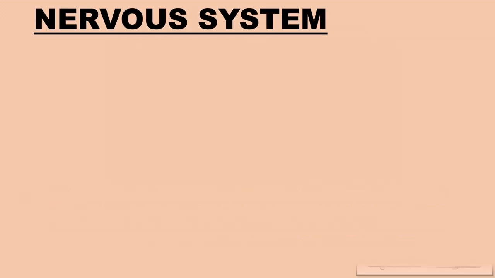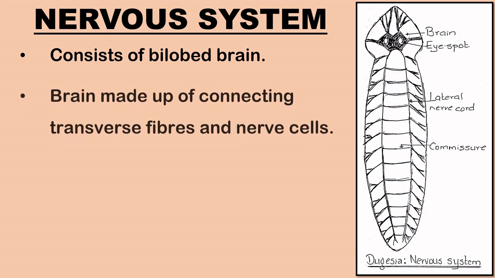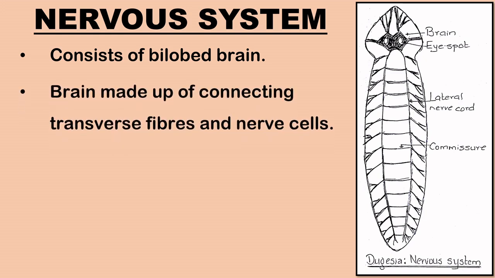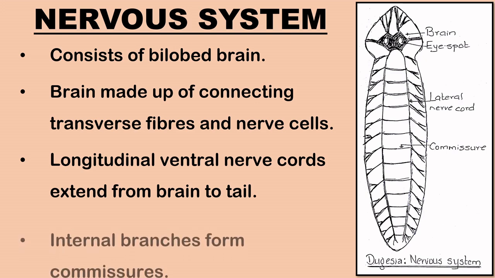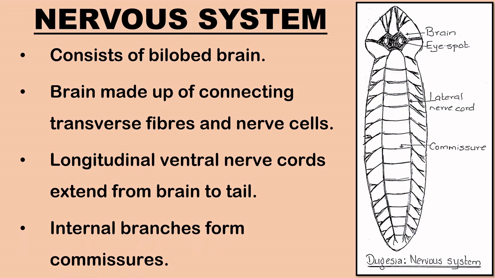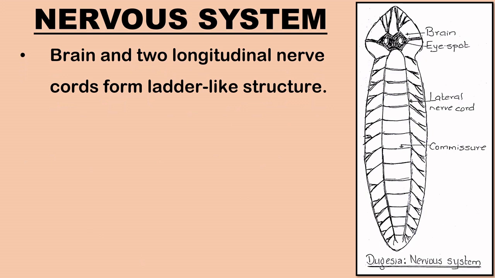Now, let us understand about the nervous system of Planaria. The nervous system of Planaria consists of a bilobed cerebral ganglion which forms the brain. The brain is made up of connecting transverse fibers and nerve cells. Longitudinal ventral nerve cords extend from the brain to the tail. The internal branches form commissures. The brain and the two longitudinal nerve cords form a ladder-like structure.